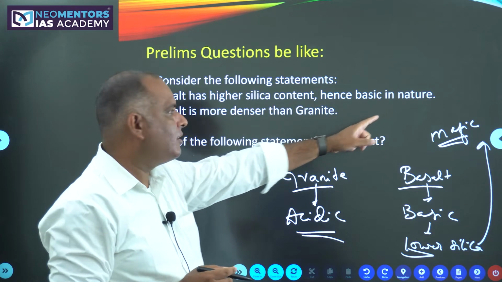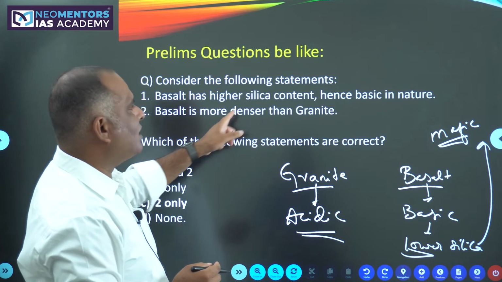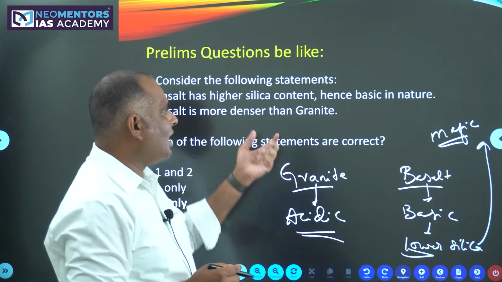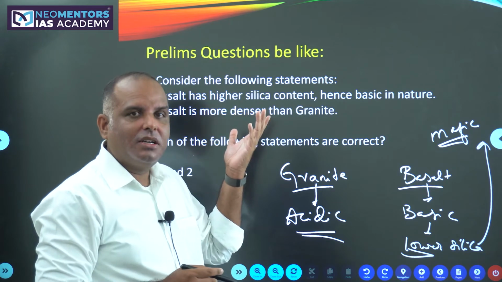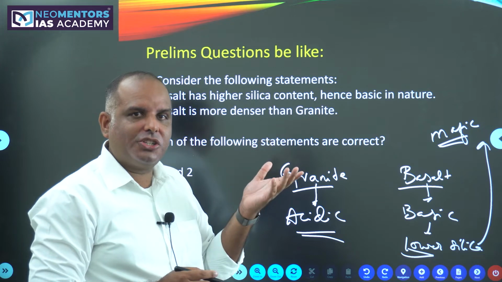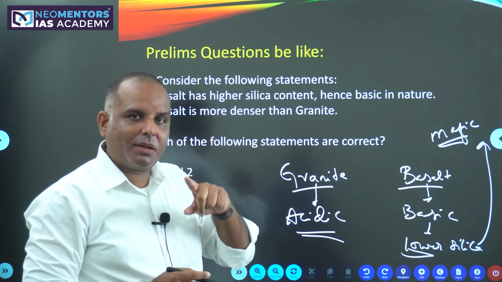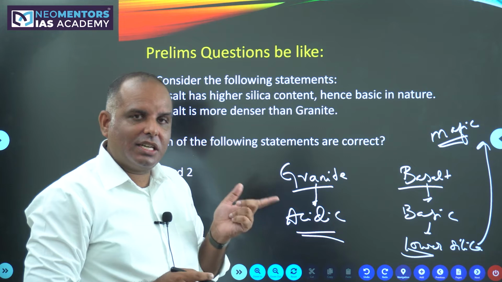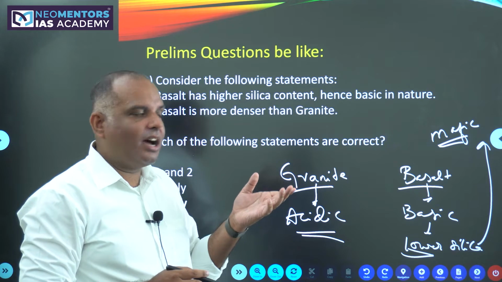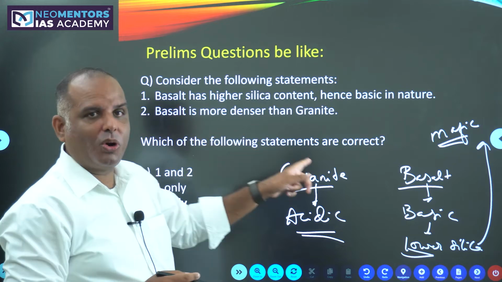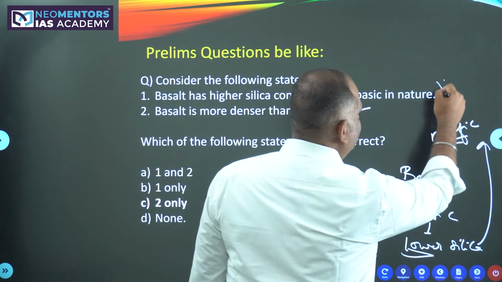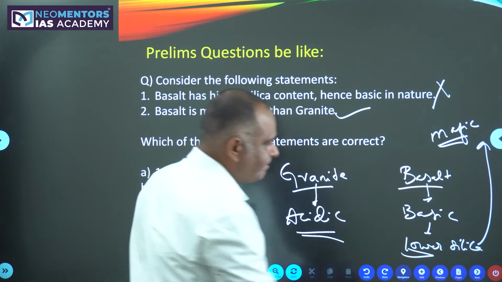Basalt is more dense than granite. Yes, because we were discussing what the contents of mafic rocks are. They would have iron, nickel, magnesium, right? Silica is of lighter material. If there is lesser silica, it is basic. We said basalt has lesser silica, hence basalt is more dense than granite. This is a true statement. The previous one is a false statement. Okay?